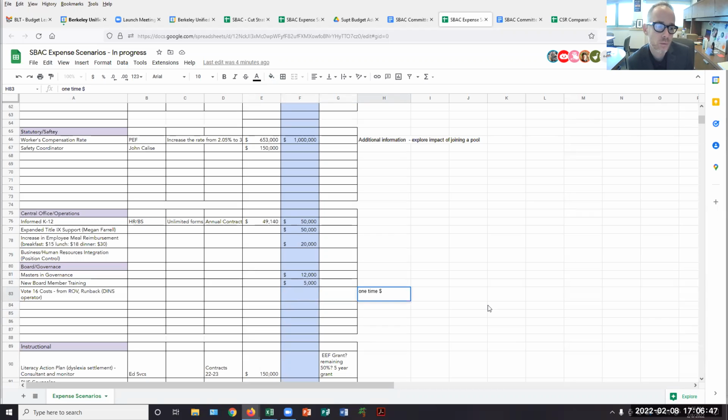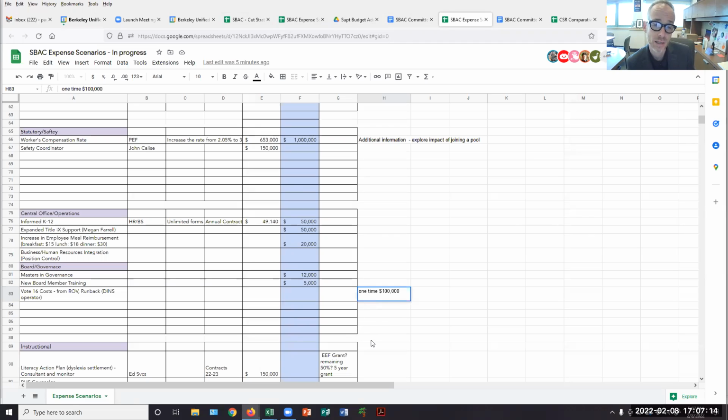Vote 16 was passed, I've done so badly on dates today, several years ago by voters in the city of Berkeley to permit students 16 and older to vote in school board elections. It was called Measure Y1, maybe 2016, I'm guessing. And so it's taken a ton of research through several sets of counsel to work with the Alameda County Registrar of Voters to figure out how to run this election.